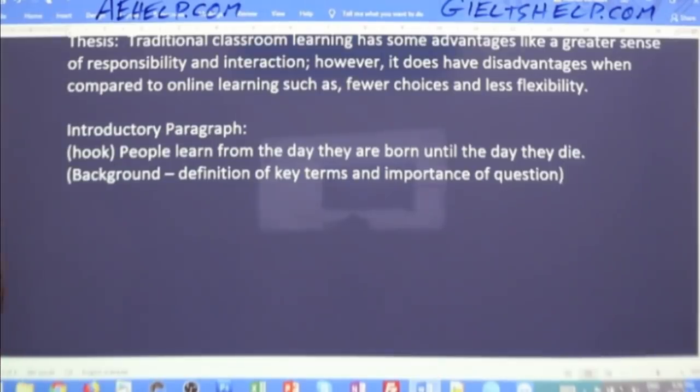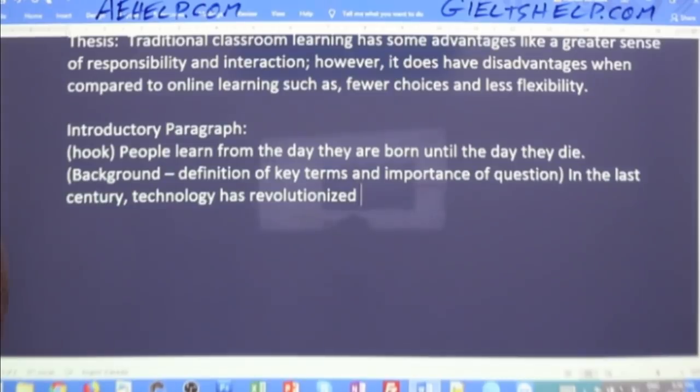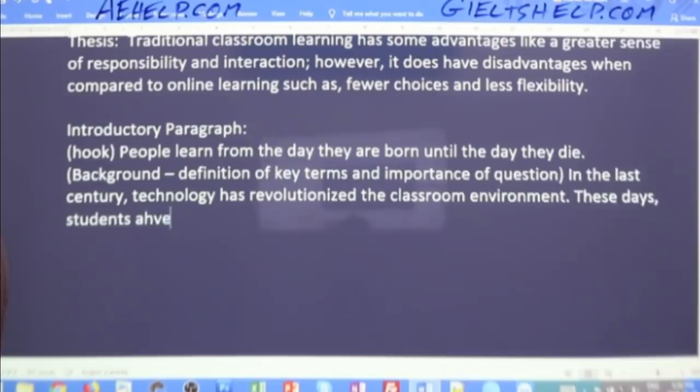All right, here we go. In the last century, technology has revolutionized the classroom environment. These days, students have a choice to learn in physical or virtual teaching environments.